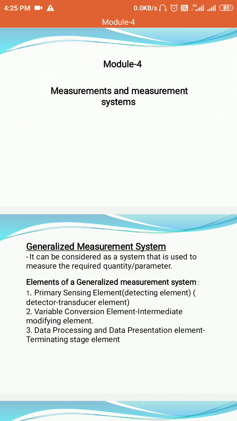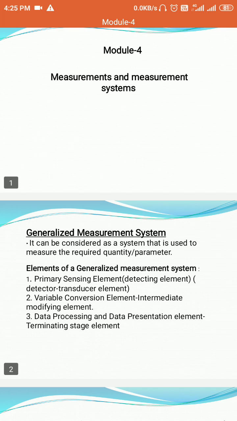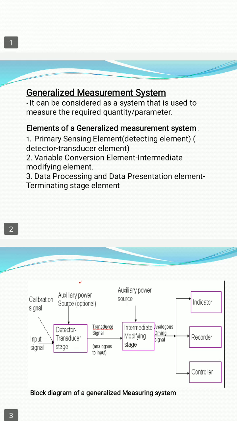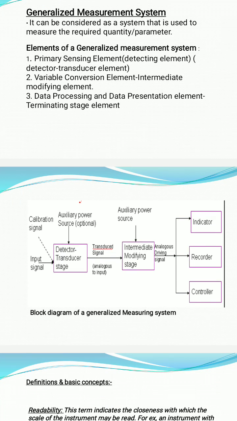As I have already explained in the online class, the three important elements are the primary sensing element, variable conversion element, and the terminating element. Three elements are there. The first stage, a sensor detector stage or primary sensing element. Second stage is called the variable conversion stage or intermediate modifying stage. And the third one is the data processing or presentation or the terminating stage. You see the screen where the same block diagram has been drawn.